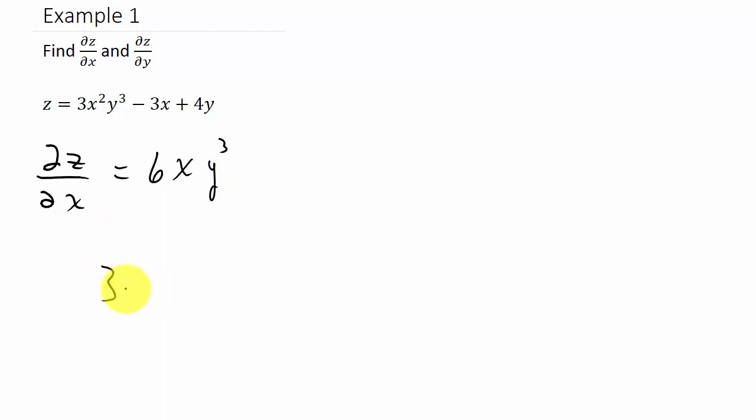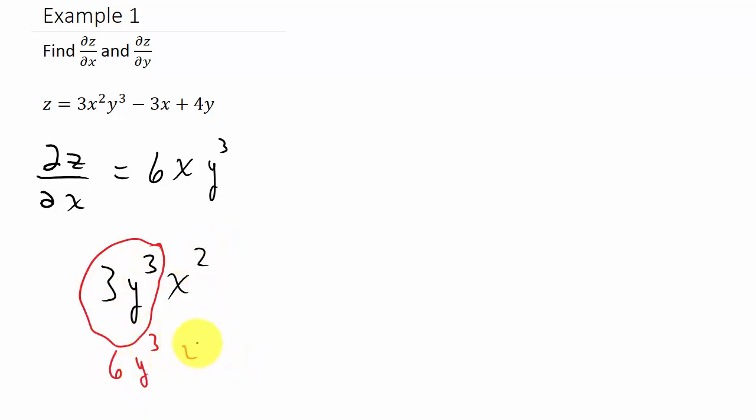It would look like this if you wrote it out. We're taking the partial of z with respect to x, so everything else in this term here is treated like just a number. So I bring the 2 down and multiply it by 3y cubed. What do you get? You get 6y cubed. And then subtract 1 from the exponent of x, so that leaves us with x to the first.